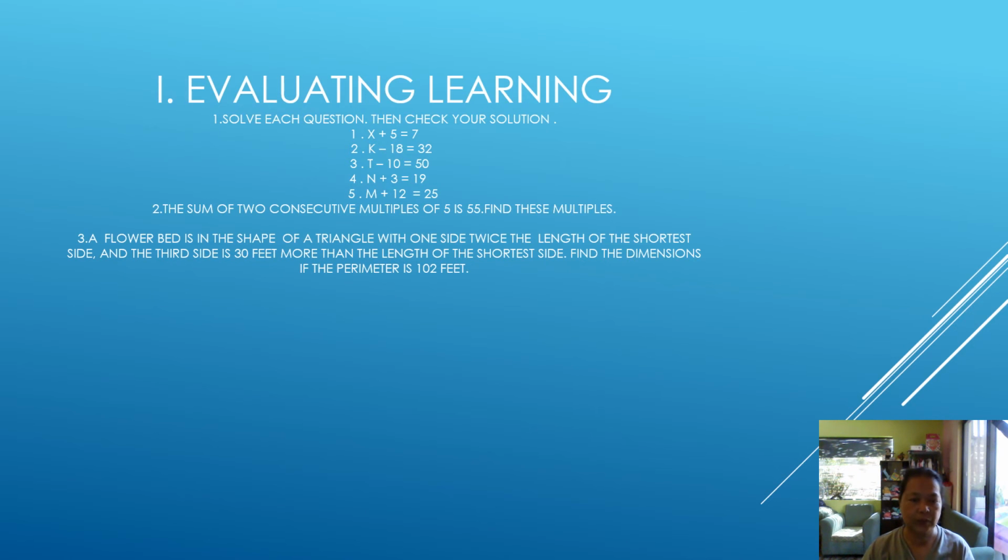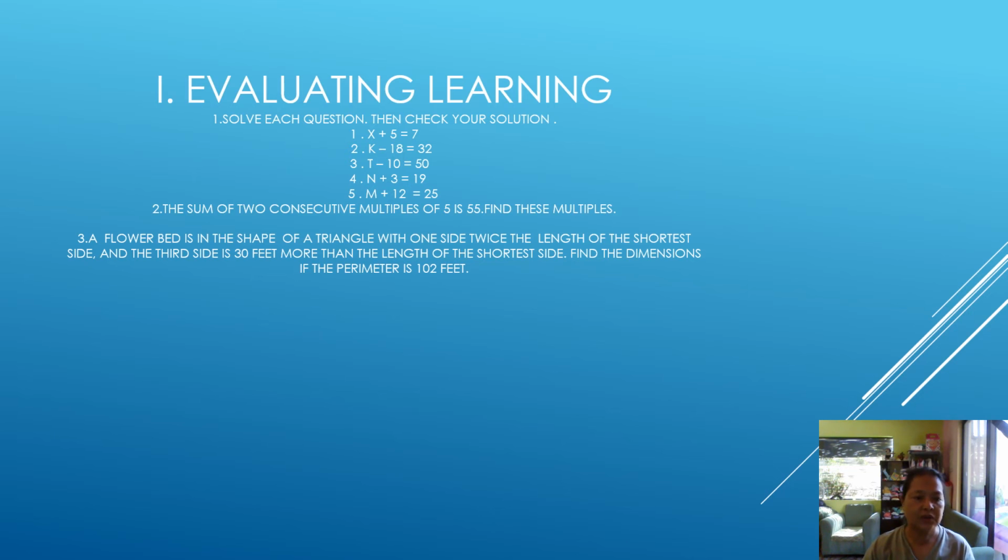Letter I, evaluating learning. Number one, solve each equation, then check your solution. Number one, x plus 5 is equal to 7. Number two, k minus 18 is equal to 32. Number three, t minus 10 is equal to 50. 4n plus 3 is equal to 19. 5m plus 12 is equal to 25.